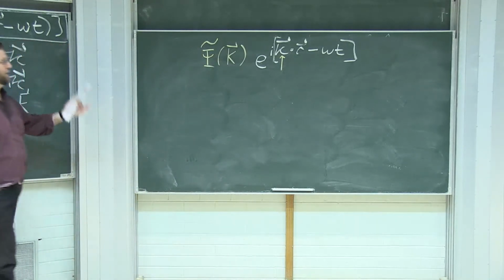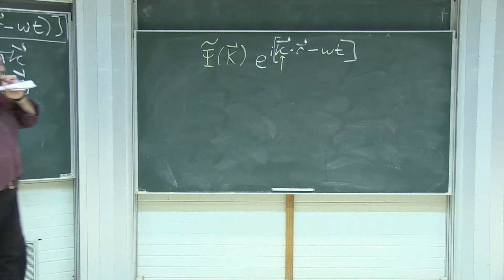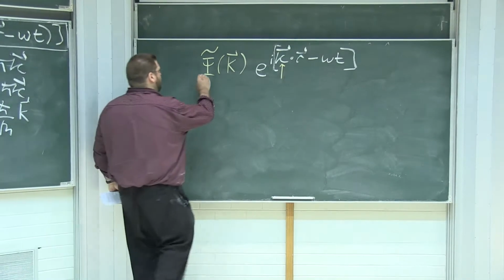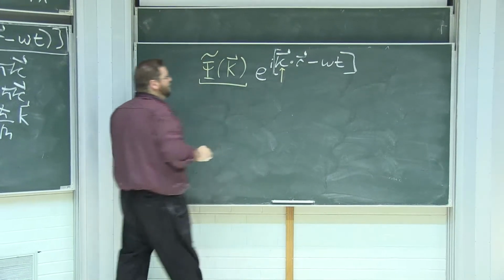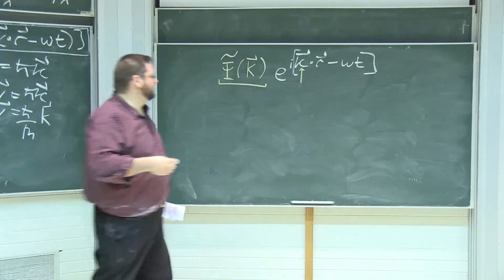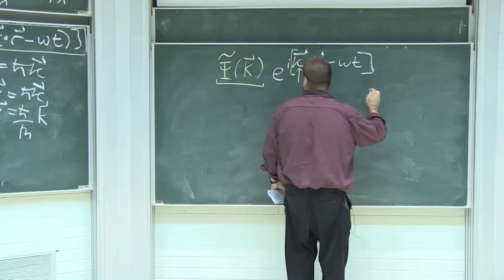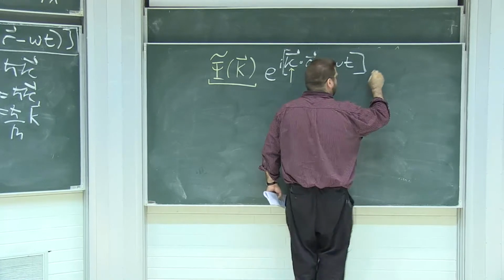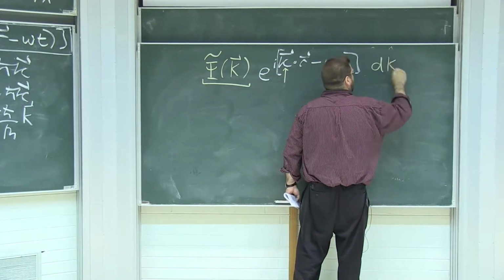Different plane wave, different k, different weighting coefficient. Now I'm going to write the weighting coefficient in two bits. Remember, we have infinitely many plane waves, so each of our weighting coefficients had better be infinitesimally small.